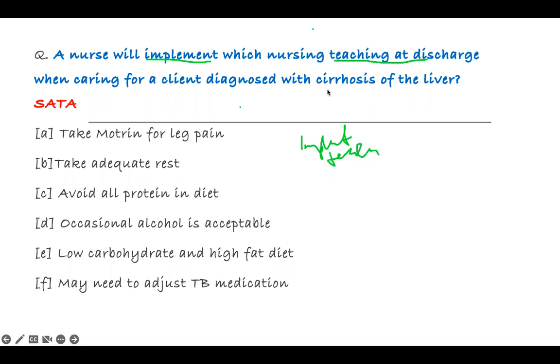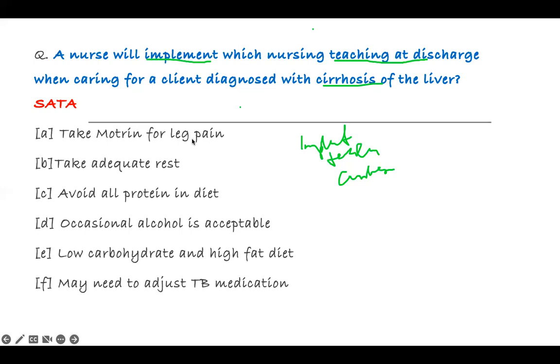When caring for a client diagnosed with what? Cirrhosis of the liver. So cirrhosis. So implement teaching of cirrhosis. That's all. Those are your buzzwords. You rewrite it. I'm going to teach a patient who has cirrhosis of the liver. And so I'm implementing this teaching that is necessary when I'm discharging him. That's all. All these long sentences don't matter. Rewrite it in your head. And then you make a choice.